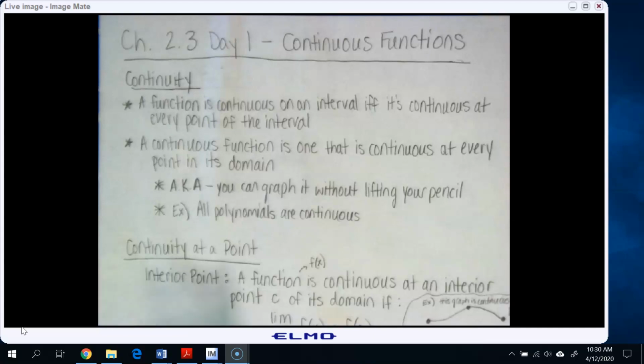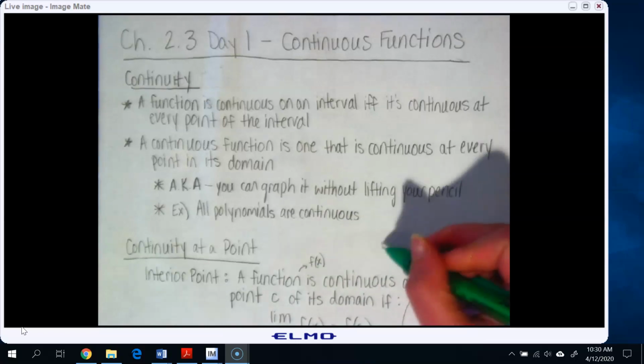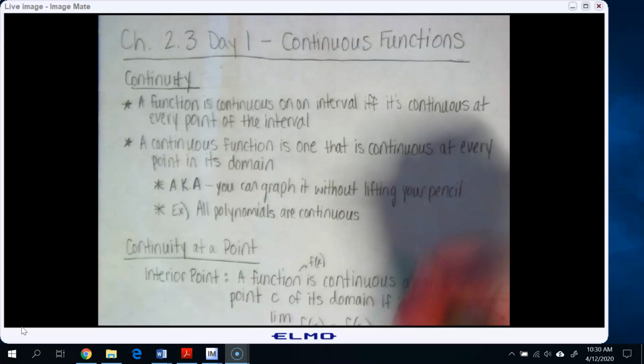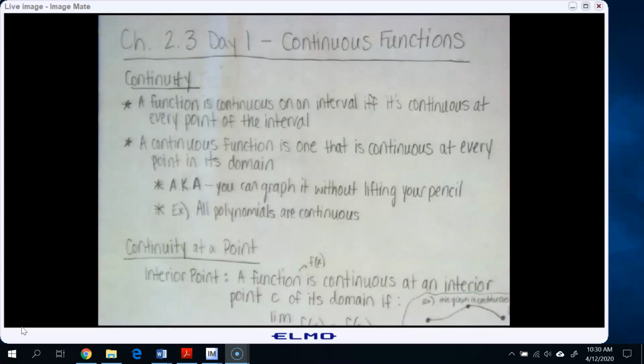The easiest way to think about continuity is to imagine drawing the graph. If you can graph it without lifting your pencil, that would mean it's continuous. So if at any point while you're drawing the graph you have to lift up your pencil to do something, that would be discontinuity.